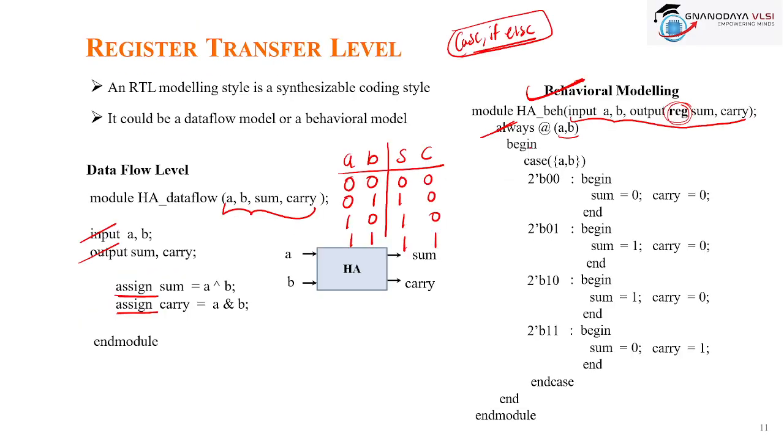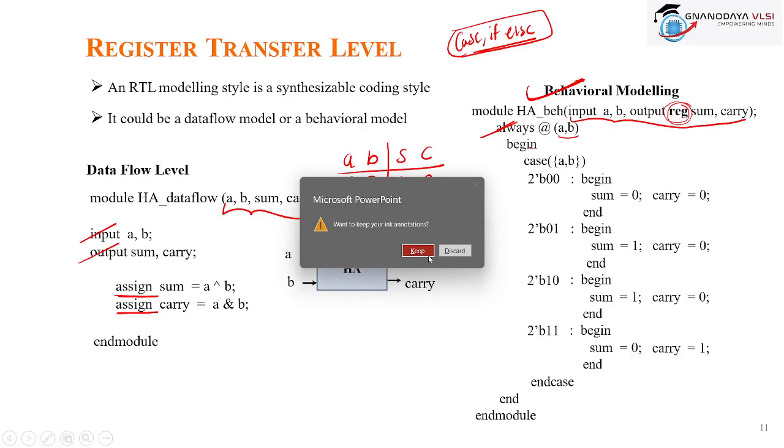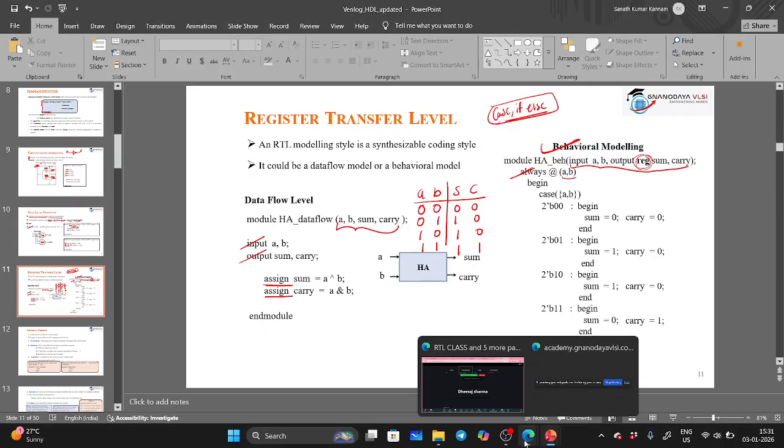Hope you understood all these modules: switch level modeling, gate level modeling. Any doubts or queries? Shall I move forward?